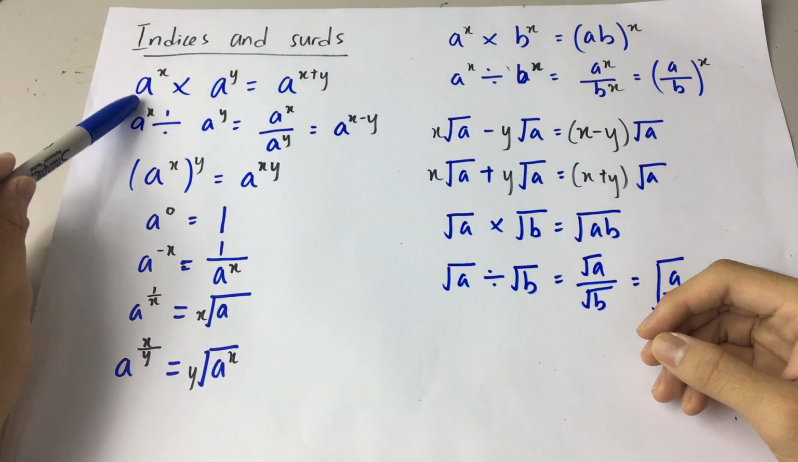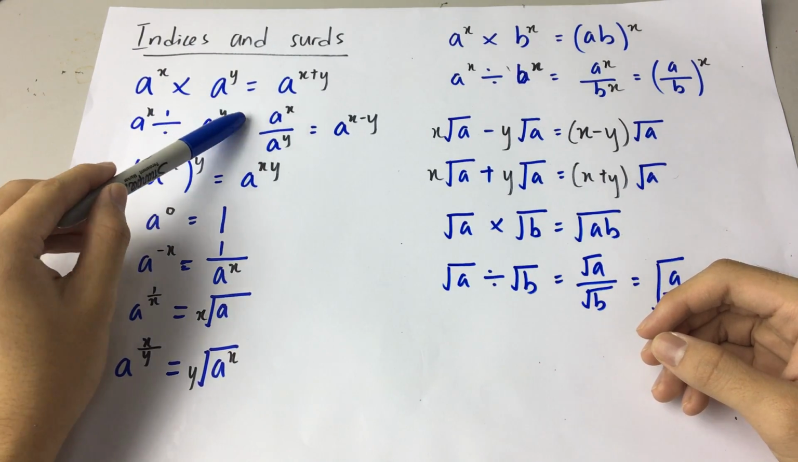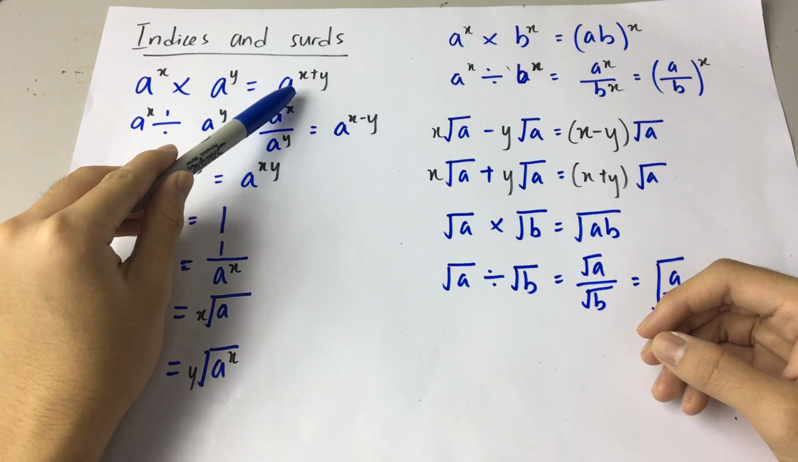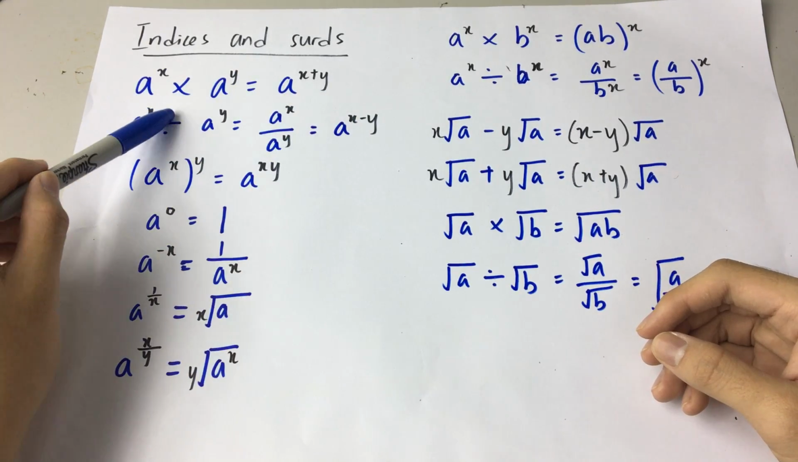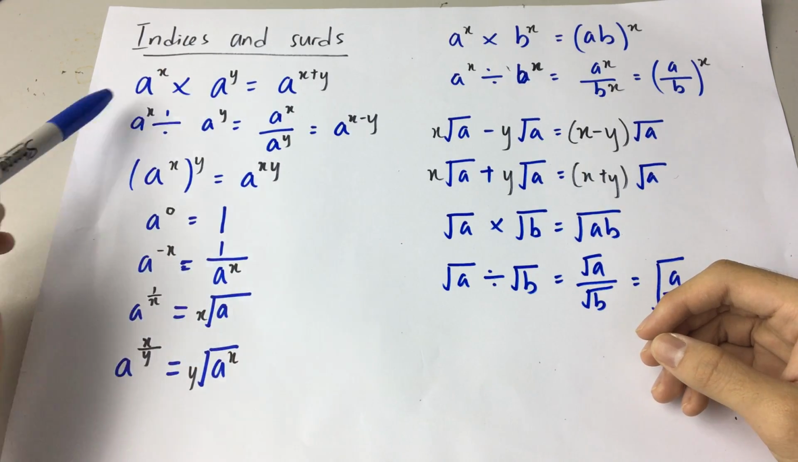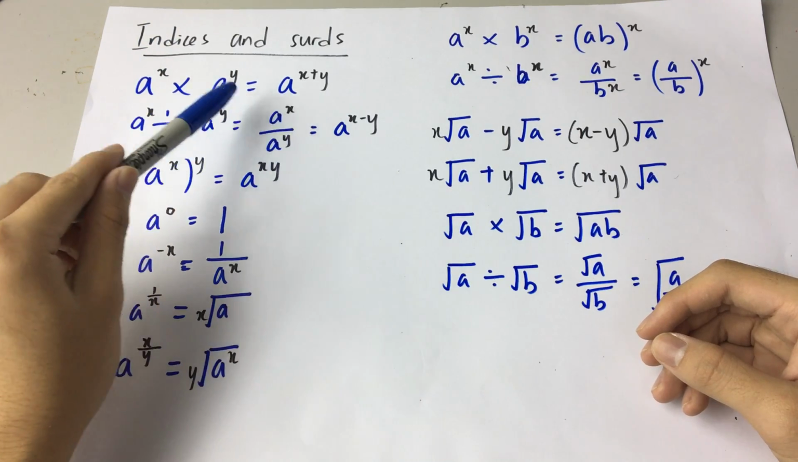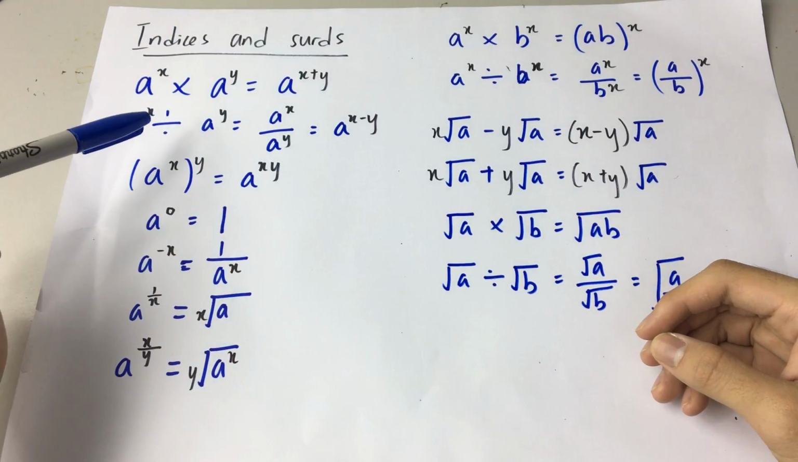When you see a to the power of x multiplied by a to the power of y, that means a to the power of x plus y. When you see multiply and have two same bases, these are called bases, a is called the base, and x and y are called the indices. So you just add the two indices together.